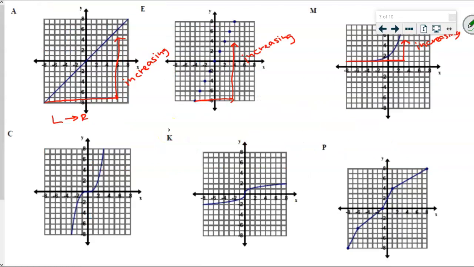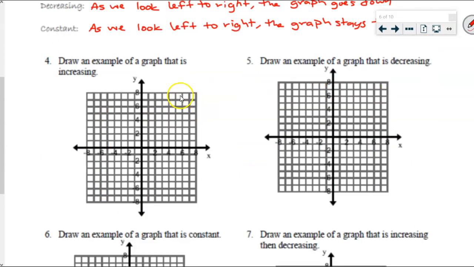The reason that is important: if I am not reading this graph from left to right, what could I say about this graph the way I'm tracing it? It looks like it's going down the way I'm tracing it, right? So we have to make sure that we're consistently looking from left to right, because if I look left to right, this graph is actually going up. It is increasing.